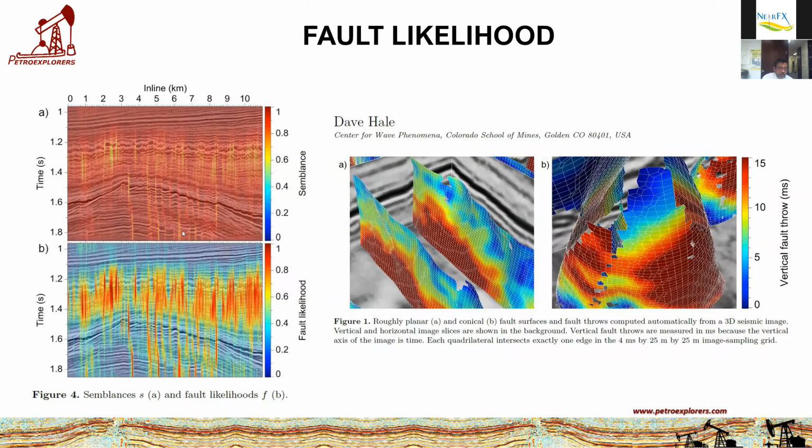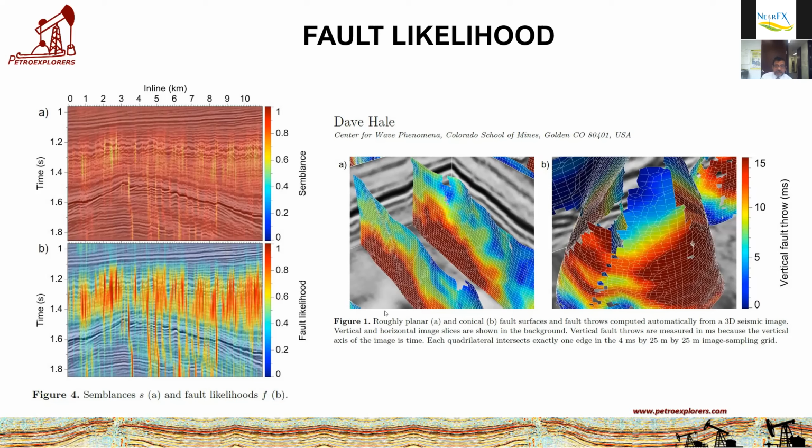So fault likelihood is a probability of faults. It scans the data in all directions, like 360 degrees, based on the coherency along different dips and as many directions as possible, but with knowledge of how faults should behave. So there is better knowledge applied in here.